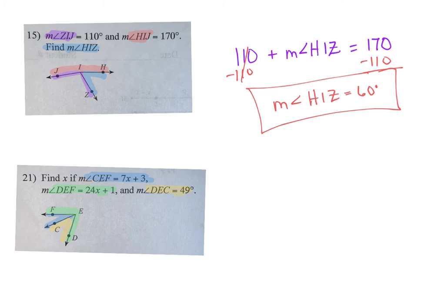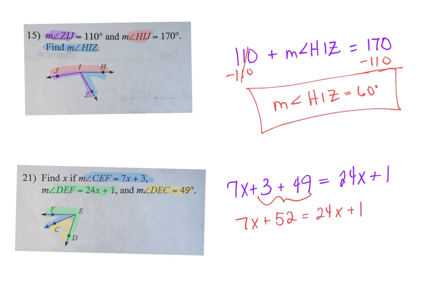So I'm going to add up my two smaller angles, my 7x plus 3 and my 49, and that will equal my large angle, 24x plus 1. So I have my smaller angle CEF, 7x plus 3. My smaller angle DEC is 49, and those equal the large one, DEF, 24x plus 1. All right, so I'm going to do the same thing. Algebra. I'm going to combine these like terms here. 7x plus 3 and 49 are 52, and that equals 24x plus 1.